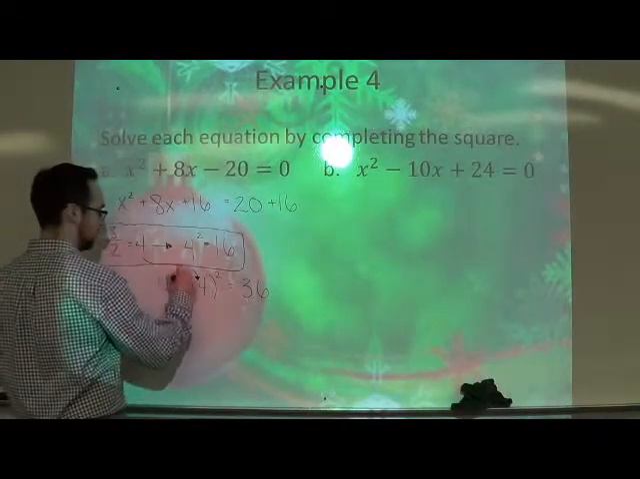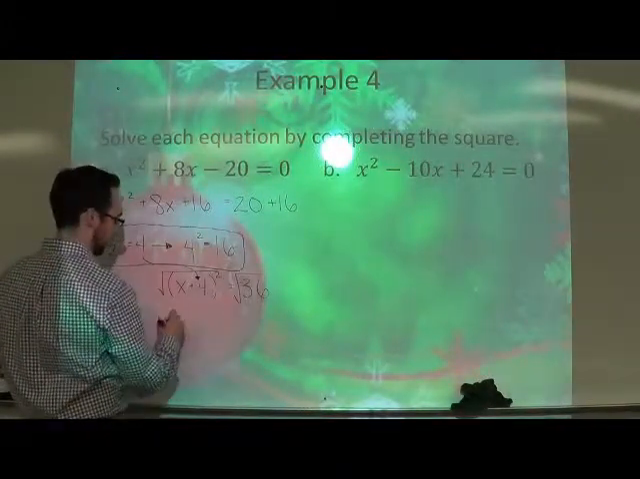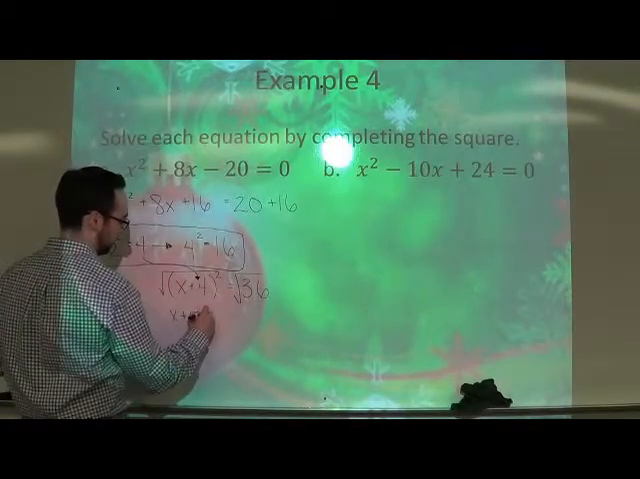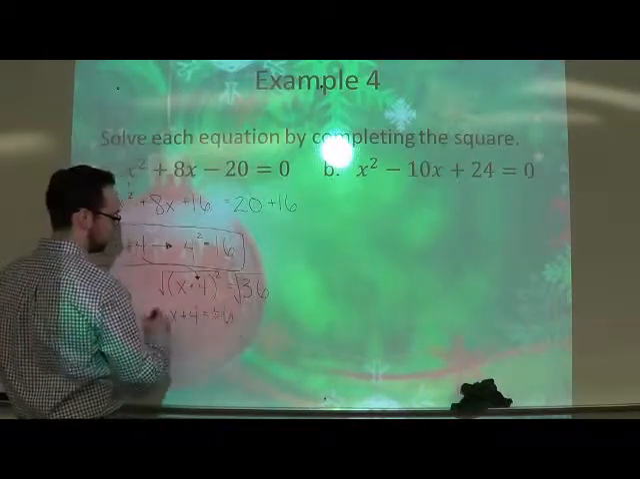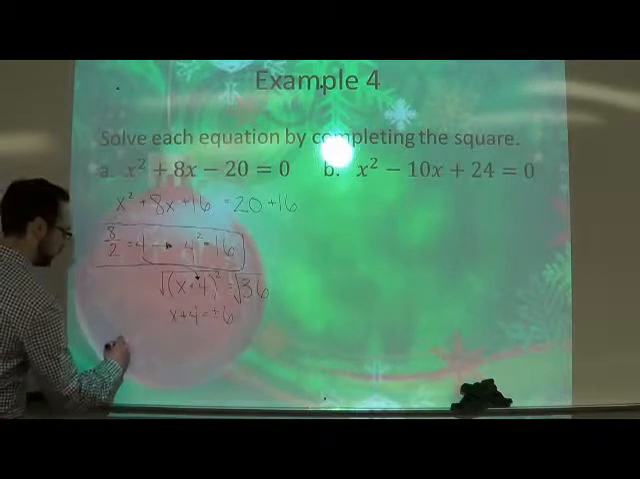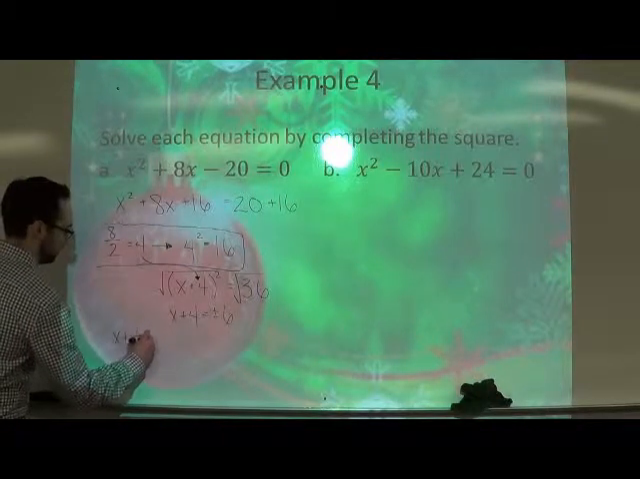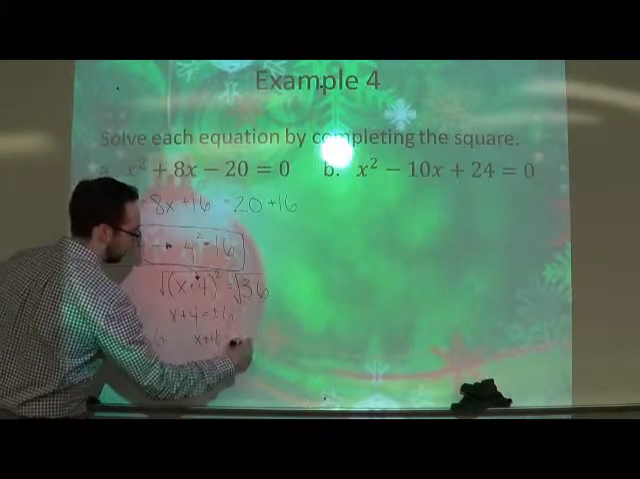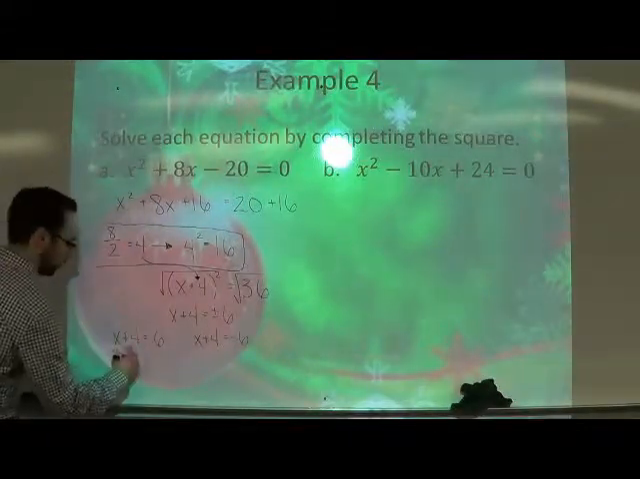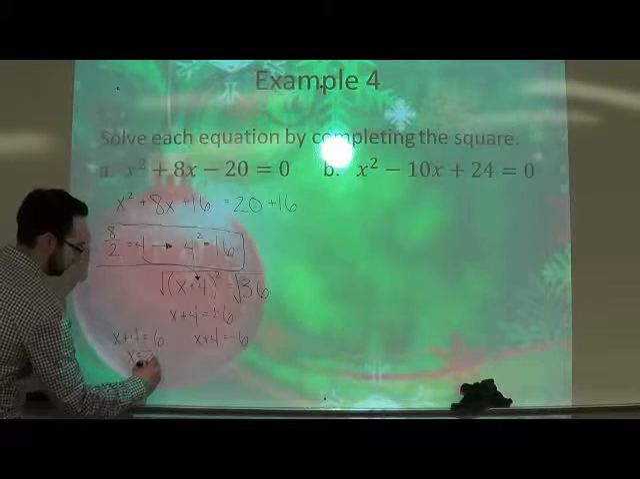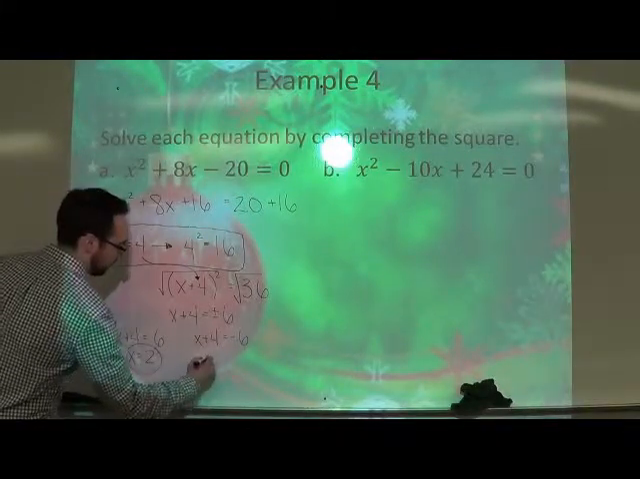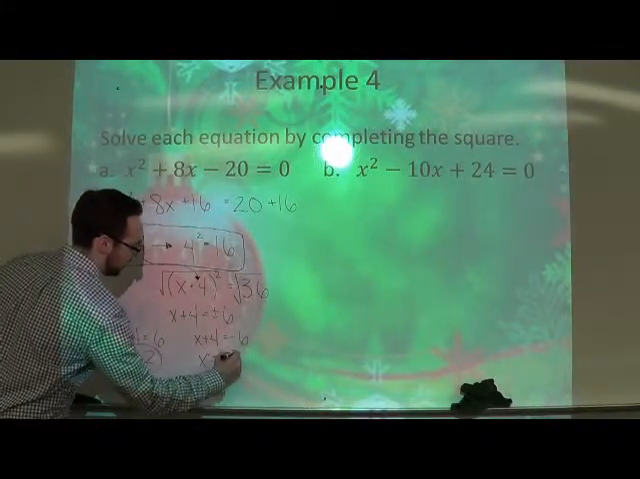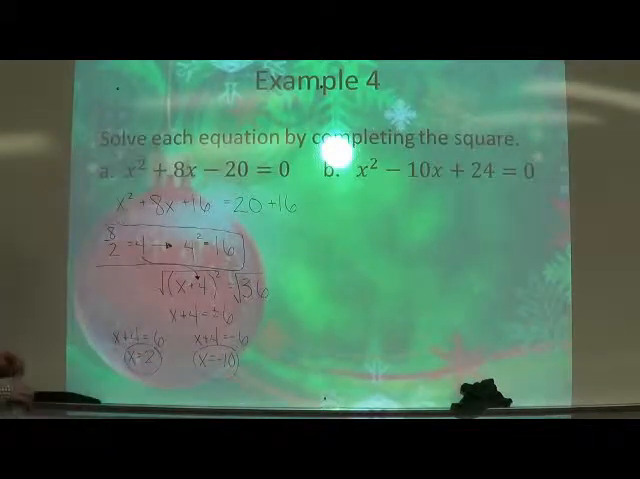Square root of both sides. I get x plus 4 is equal to plus or minus 6. Separate it into two equations. x plus 4 equals 6. x plus 4 equals a negative 6. So we have x equals 2. x equals negative 2. And that's how you solve by completing the square.